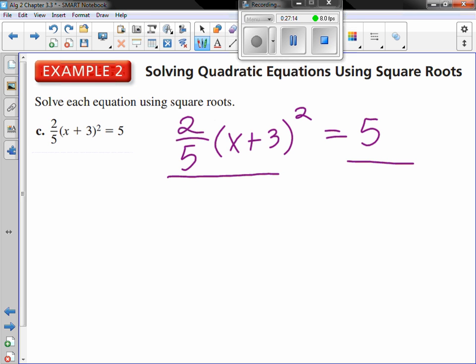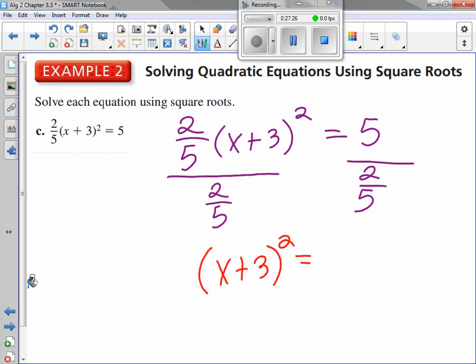So what can I do to both sides to get it by itself? Well, I would divide by 2/5. Now, if you're wondering, could we have multiplied both sides by 5/2, the reciprocal? Well, yes. I mean, we're just trying to get rid of that fraction. So dividing both sides by 2/5, or multiplying both sides by 5/2 would do the same thing. I think for some it's easier just to think about dividing by 2/5. Because anything divided by itself is 1, yes?